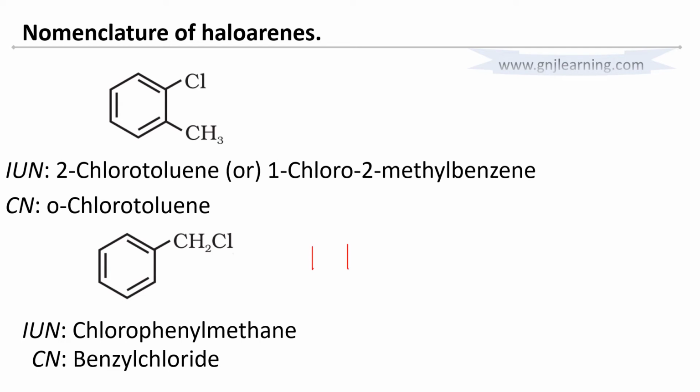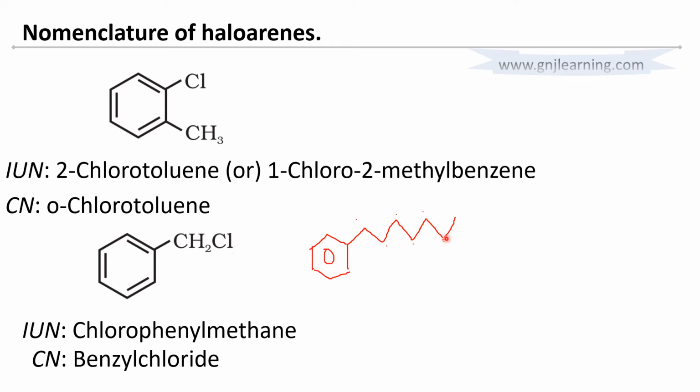Like this, I have benzene, and imagine that there are 1, 2, 3, 4, 5, 6, 7 carbon atoms, and there is no substitution neither on benzene nor on the alkyl group that is attached to it. So which one will be the parent? Is it benzene or this carbon chain?